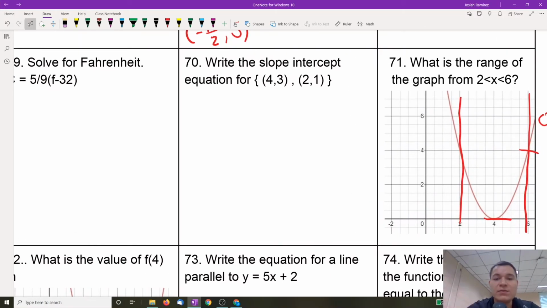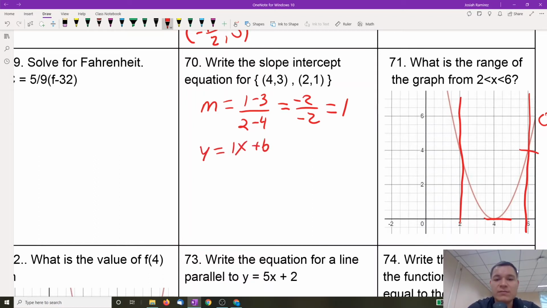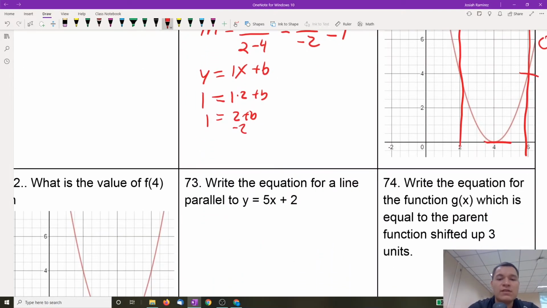Write the slope-intercept equation. So you'll find the slope by subtracting the y's, subtracting the x's. You get 1. Y is equal to the slope times x plus b. Then we'll plug in one of the y's. I'm going to plug in this. 1 for y, 2 for x. We'll subtract the 2. We get negative 1 equals b. So y is equal to 1x minus 1, or just put x minus 1.